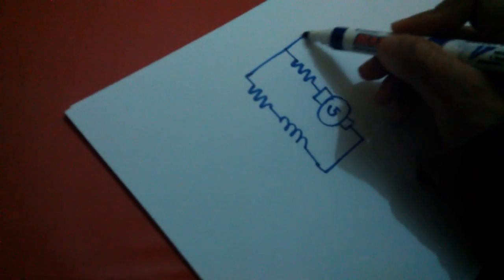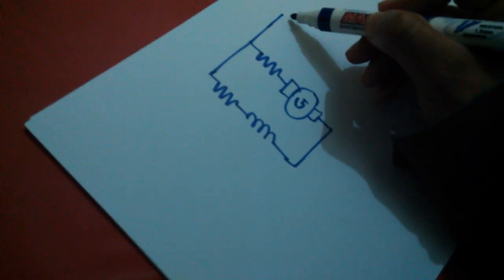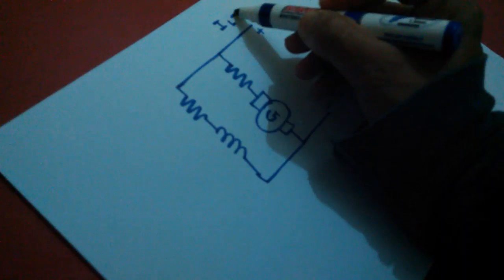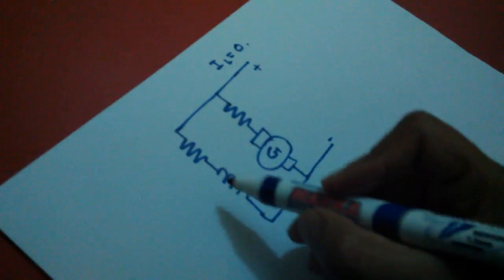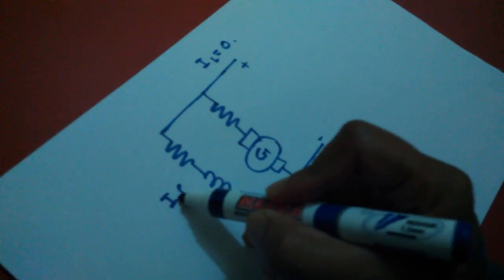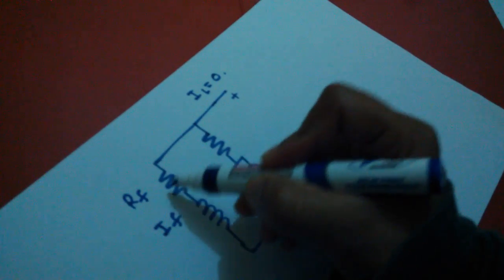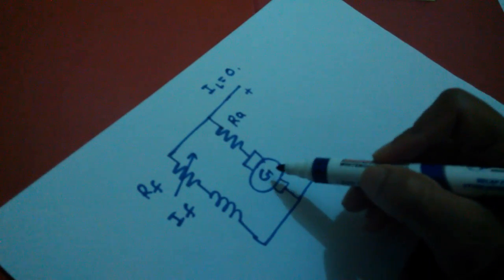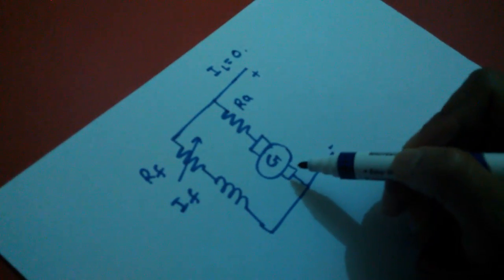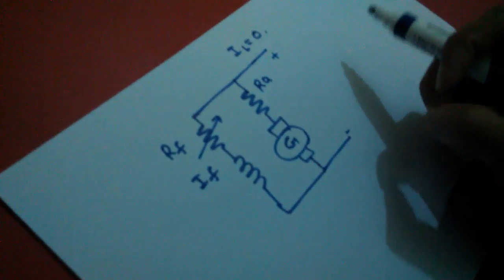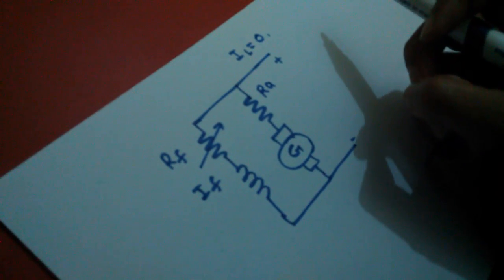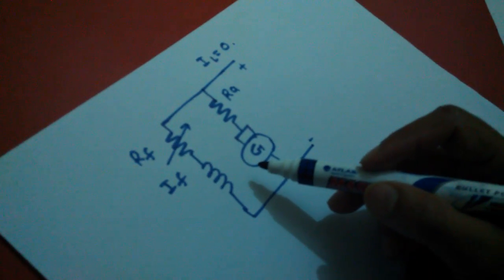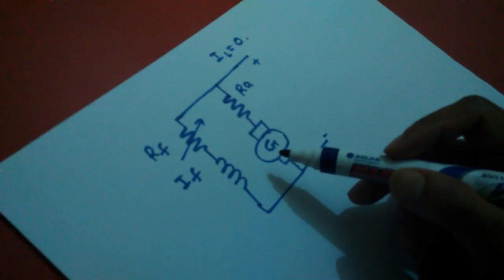So this is the shunt generator at no load condition, where IL is equal to 0. There is a field current IF, this is the RF field resistance, this is the RA armature resistance, and this is the voltage developed in the armature of the DC generator. Voltage buildup is done by using a flashover voltage, a little voltage at starting to the circuit, so that it will have a residual magnetism in the circuit.